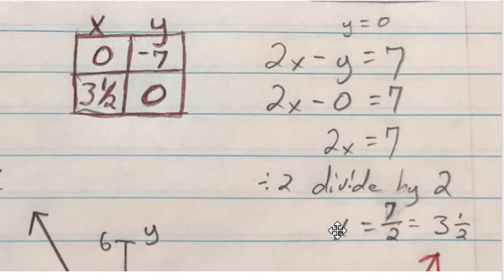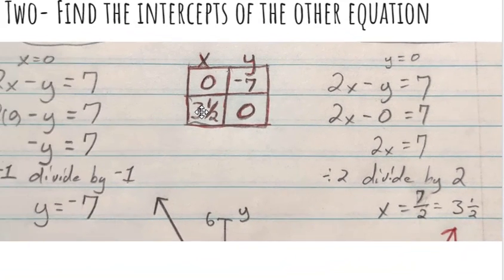1x is just x. 7 divided by 2 is 7 divided by 2, or 7 halves. 7 halves simplifies into 3 and 1 half, right? 2 goes into 7 3 times with 1 remainder, 3 and 1 half. Okay? So I put in y equals 0 in my table. When y equals 0, x equals 3 and a half.